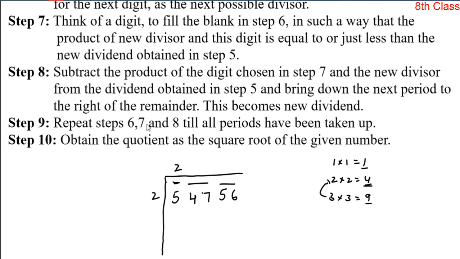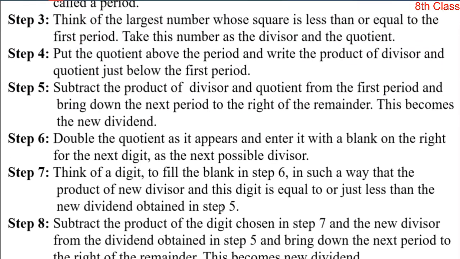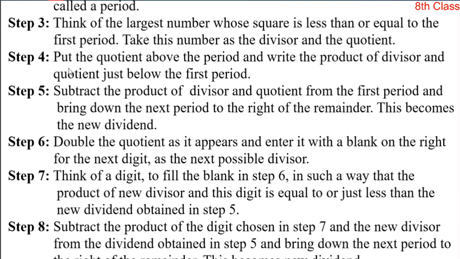Here, what is the first period? Yes, 5 is the first period and 2 2's are 4. So below that 5, here we write that 4. Okay, so this is the fourth step.